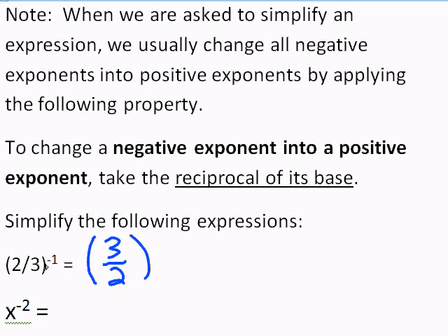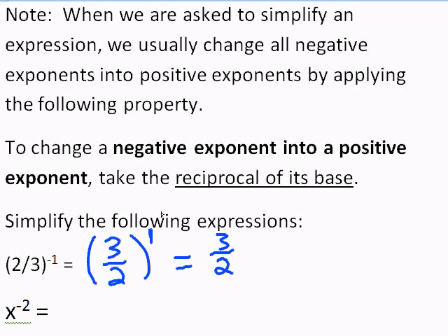And our negative exponent, which is a negative 1, changes to a positive exponent, or positive 1. We could rewrite that further because an exponent of 1 does not have to be written, leaving us with just 3/2. What about x to the negative 2?